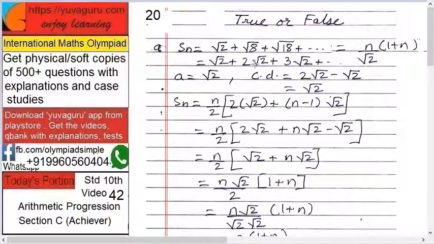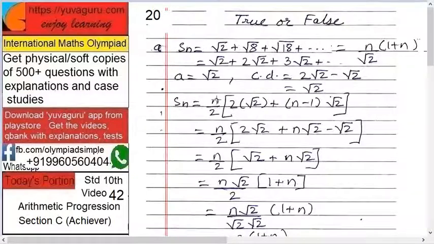Root 2 plus root 8 is what? 2 root 2, right? 4 into 2. Take the square root of 4, that is 2, so 2 root 2. Plus root 18 is what? 9 2s are 18, so the square root gives 3 root 2, and so on. Okay, so a equals root 2. What is the common difference? You see, it's one and the same. So common difference is 2 root 2 minus root 2, that is 1 root 2. Similarly, if you check for the second and third also, it will be the same thing. Okay, so a you got, d you got.